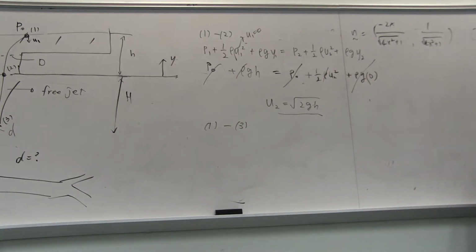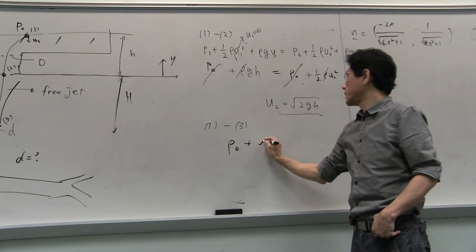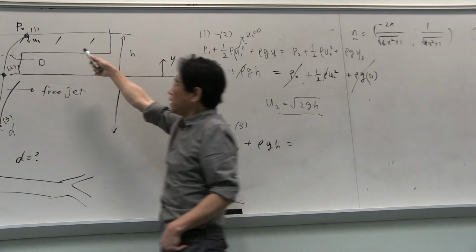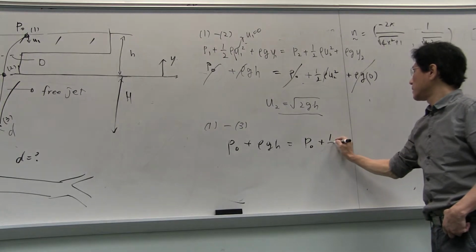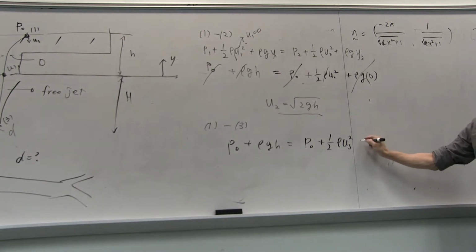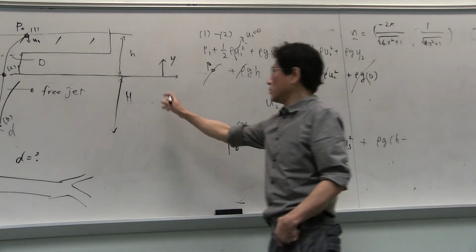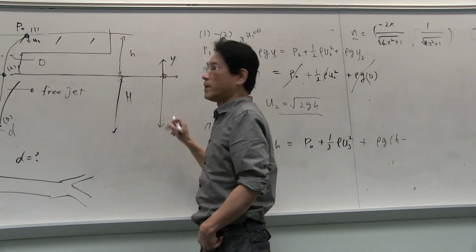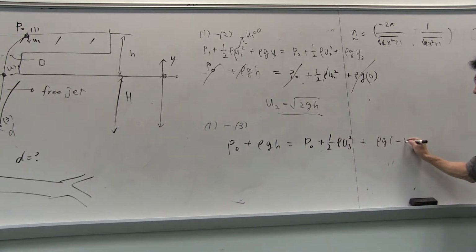Now use points 1 to 3. From point 1, we already have this: P naught plus rho g H, that is P1. Now think about P3. P3 is still P naught, plus half rho U3 squared, plus rho g times y3. Now your reference frame here, you think about this as minus H, so that should be negative capital H. Now P naught goes away.